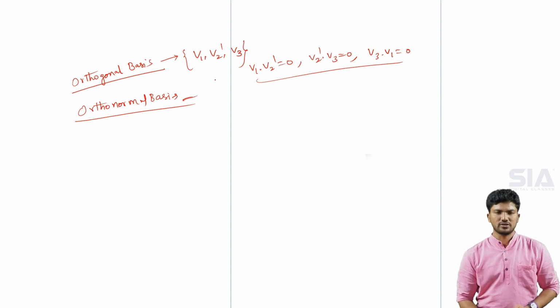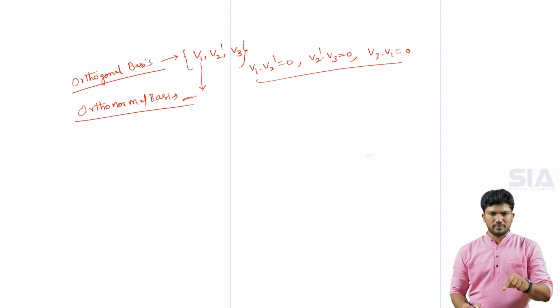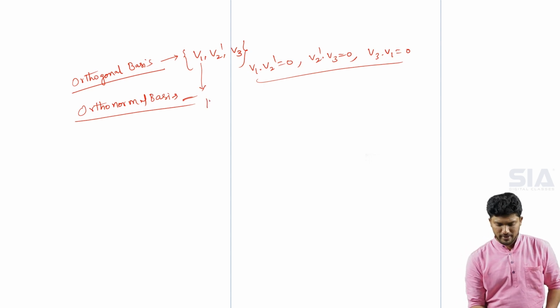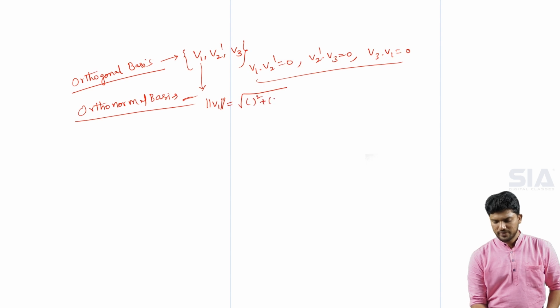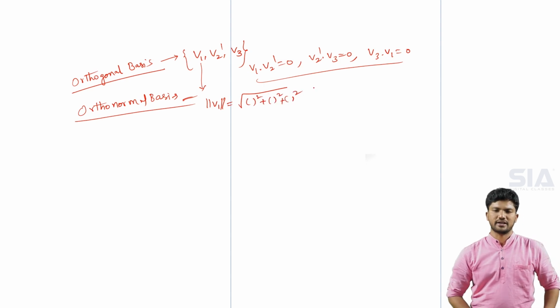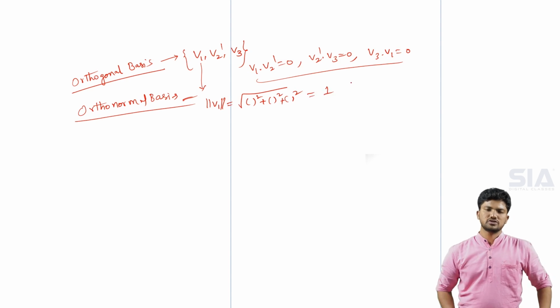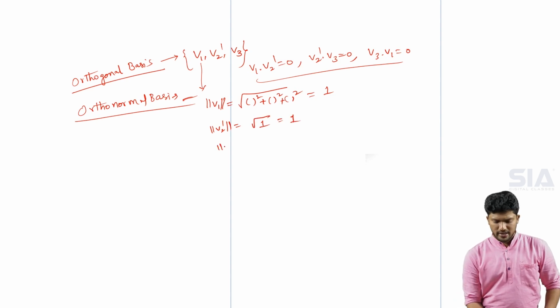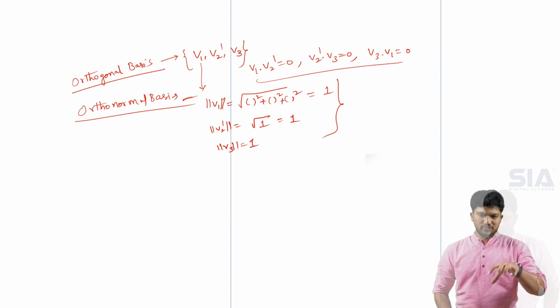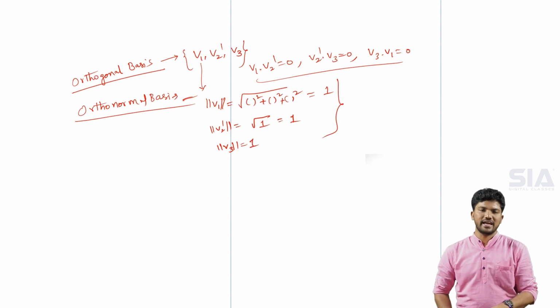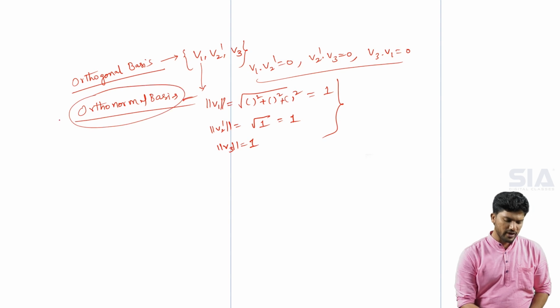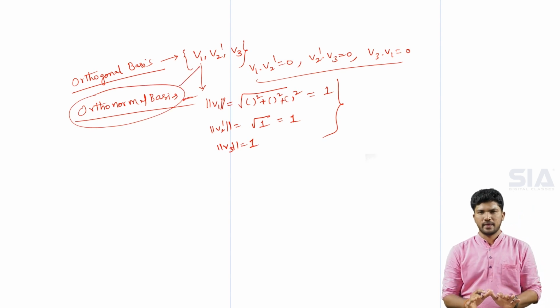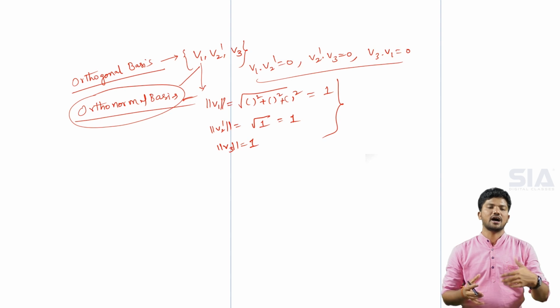Now to say that it is orthonormal, for the vectors in that orthogonal basis we apply the length individually. That means norm of v1: the square root of the sum of squares of the entries in that vector, if you calculate it, that value should be equal to 1. Similarly norm of v2 dash is equal to root of 1, that is equal to 1. Similarly norm of v3 should be equal to 1. If these three vectors are unit vectors, then the resultantly obtained basis v1, v2 dash, v3 is the orthonormal basis.